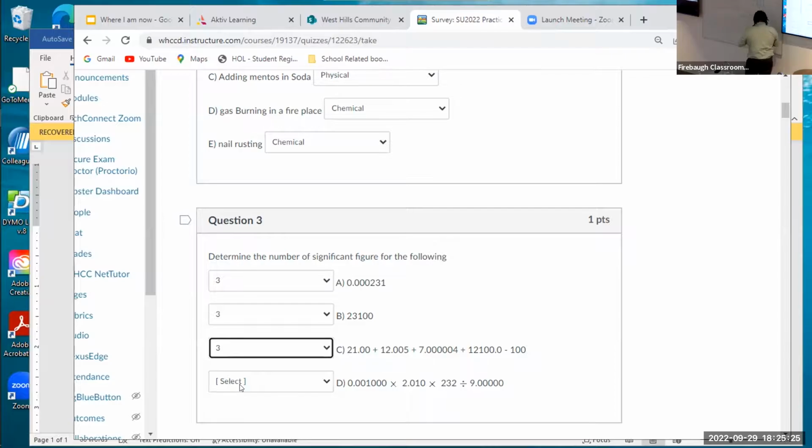Okay, so let's go ahead and add this up. Wait, why is it not significant? Because there's no decimal point there, right? Since there's no decimal point, these zeros are not considered significant. Only that non-zero number. So this is the one that's going to be where we're going to make our decision whether we round there.